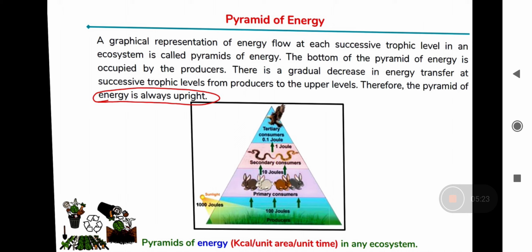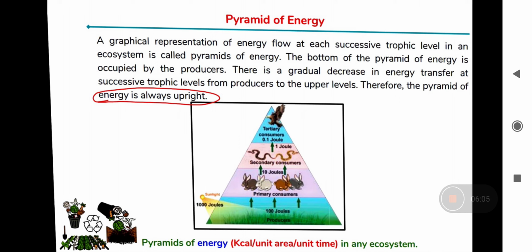Pyramid of energy, the 10% law. You know that at each trophic level, only 10% of energy is stored, and out of that, 90% of energy is released. So the pyramid of energy is the graphical representation of the energy flow at each trophic level. We have seen the pyramid of number and the pyramid of biomass, and now we are seeing the pyramid of energy. The bottom of the pyramid of energy is occupied by the producers. Of course, the producers will be receiving a lot of energy.